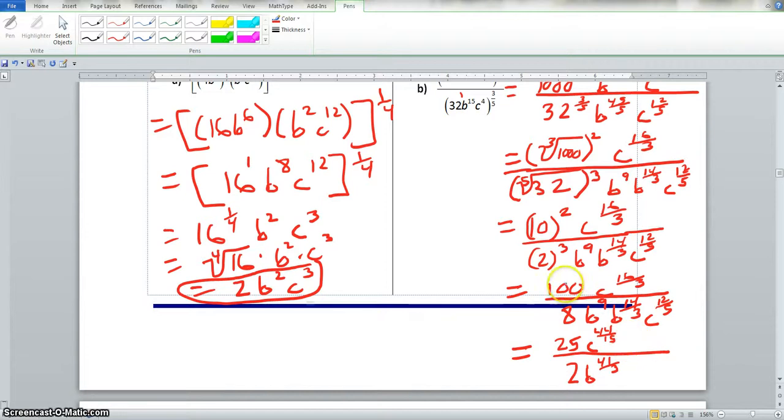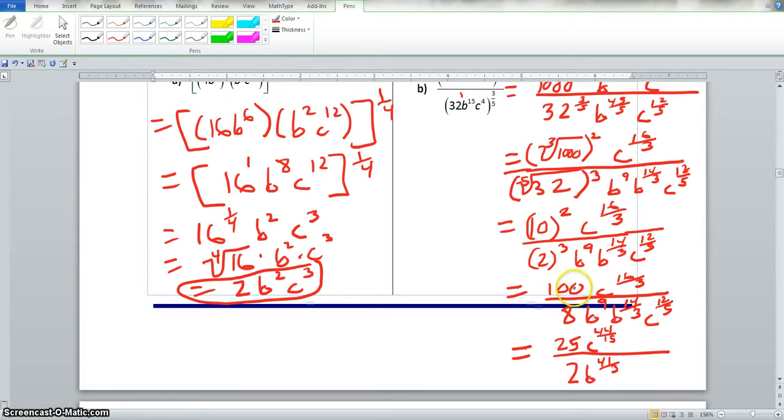Okay, class, picking up where we left off, we had the cube root of 1,000, which is 10. The fifth root of 32 is 2, and we know that that's squared. We have c to the 16 thirds power. We have 2 to the third. This would be b to the ninth, b to the 14 thirds, and c to the 12 fifths. The only thing that we changed here was that we did our radicals.